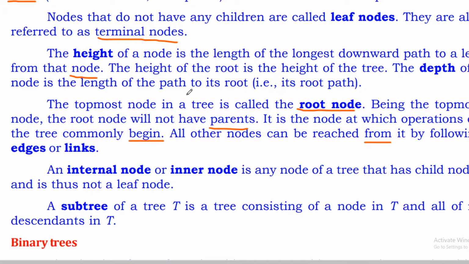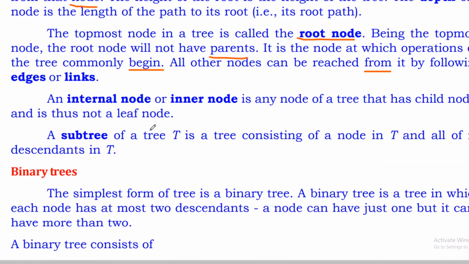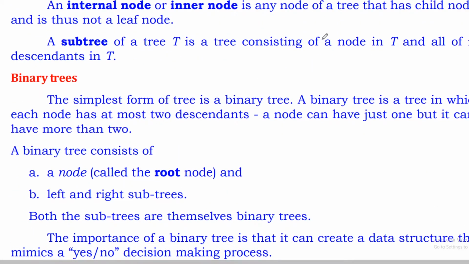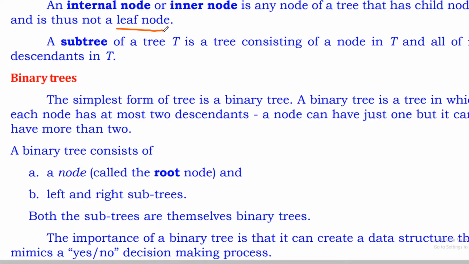Now let us learn what an inner node or internal node is. An inner node is any node of a tree that has child nodes and thus is not a leaf node. So any node which has a child is called an inner node or internal node, because it is not a terminal or leaf node. What is a subtree? A subtree of a tree T is a tree consisting of a node in T and all of its descendants in T.